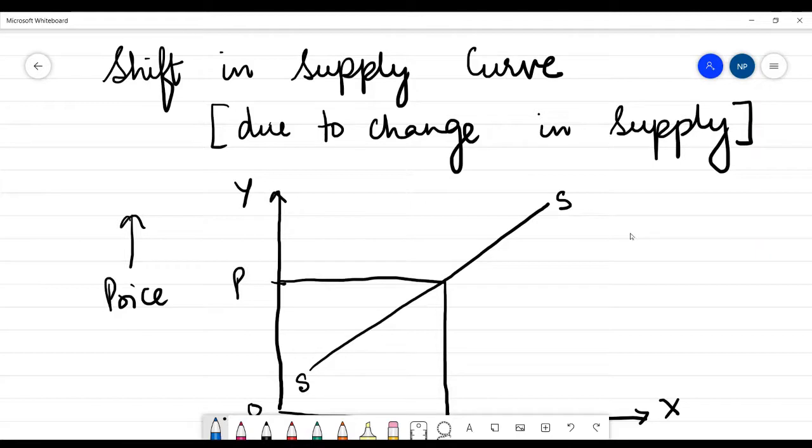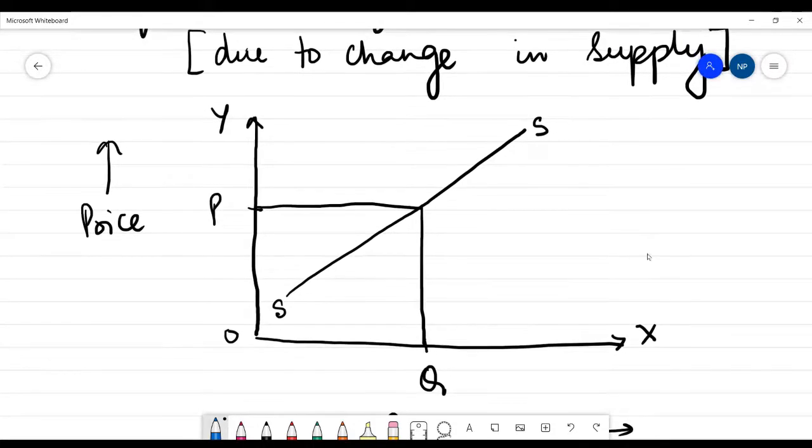Welcome students. In the previous live class, we talked about shift in supply curve due to change in price. Now we are going to talk about shift in supply curve due to change in supply. So when there are changes in supply, there are two types of shift we can see. Let us understand this with the help of an example.